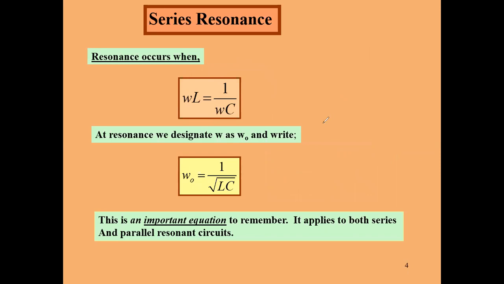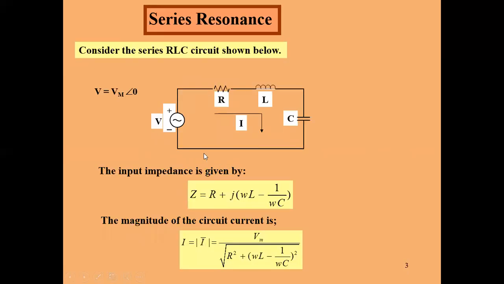So about that circuit, the input impedance is given by Z. Z is equal to R plus j into bracket omega L minus 1 by omega C. But we know that the condition for this resonance is that the value of omega L and 1 by omega C, that is XL, is equal to XC.